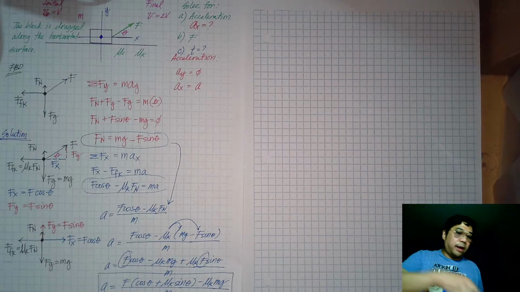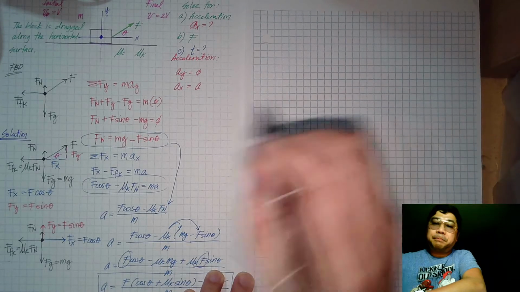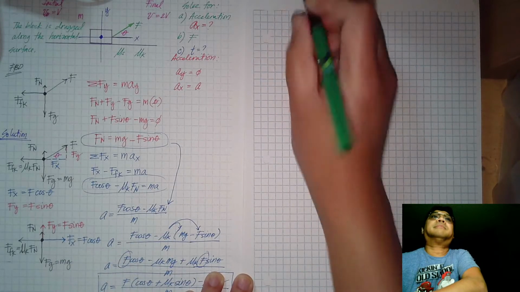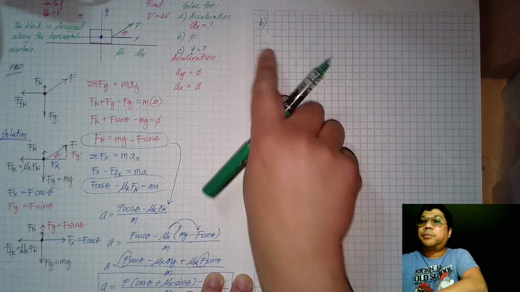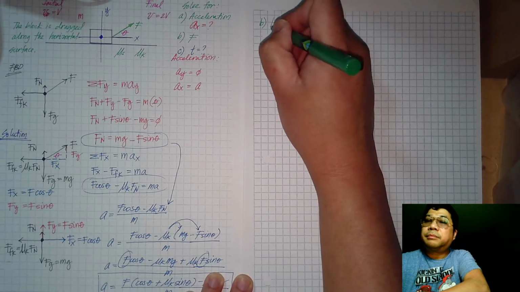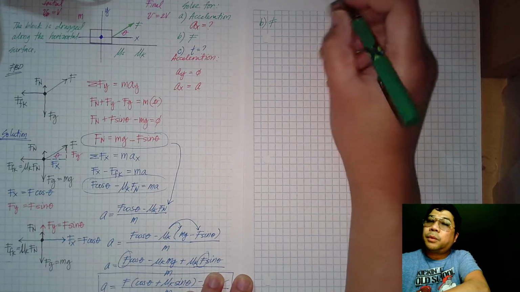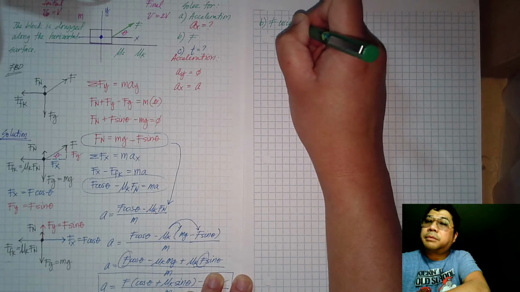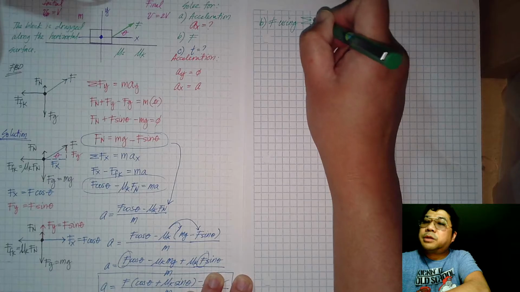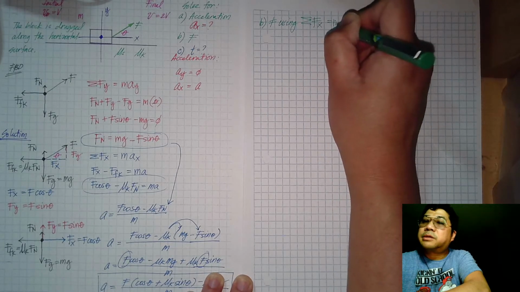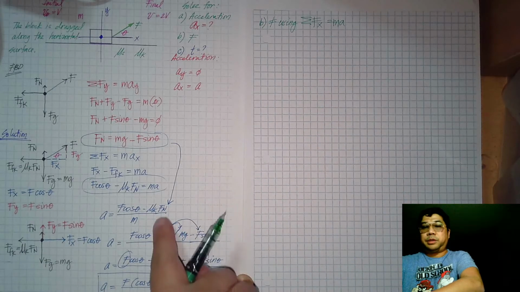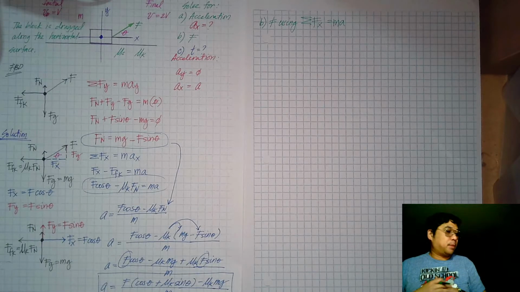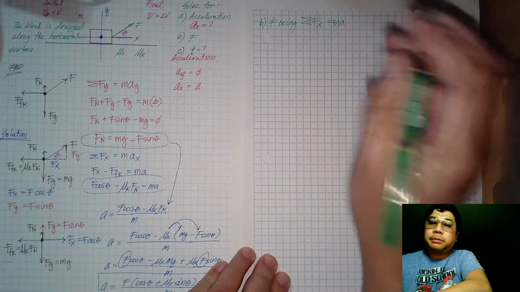So how do you solve for F? I'm going to change my pen color. Let me just use the green one so it's easier for us to identify. So letter B. Solve for F using the summation of forces along our x-axis, mass times the acceleration, which is right here. This one and this one are going to be there. All right, so let us write it down.